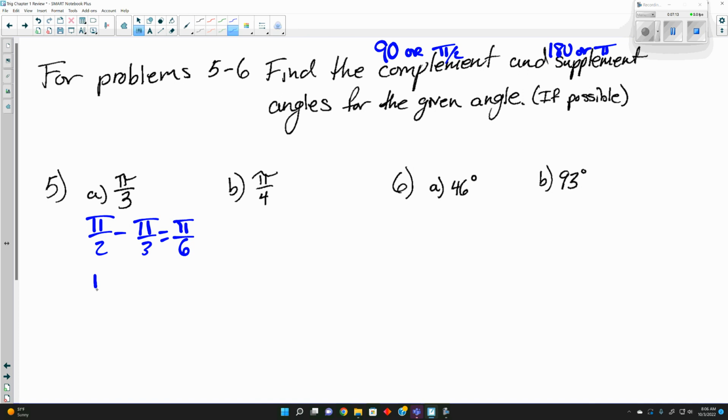Now for 180, or our supplement, we're going to do pi minus pi over 3, which will give us 2 pi over 3. And these here would be our two answers.